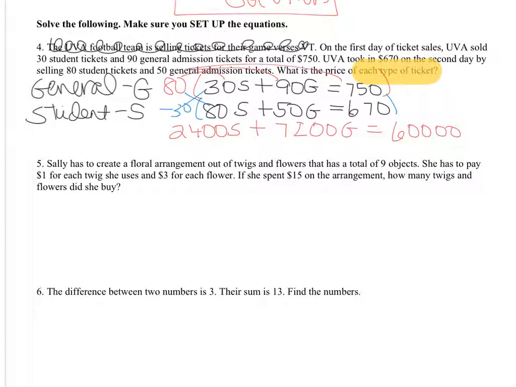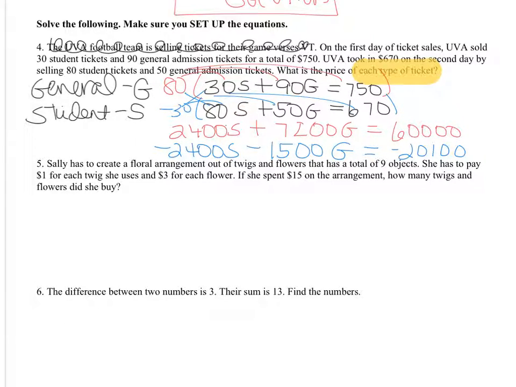So now I'm going to take -30 and distribute it to everybody in there. -30 times 80 is -2400 S. -30 times 50G is -1500 G. And -30 times 670 is -20,100. So notice now I have inverses of each other.